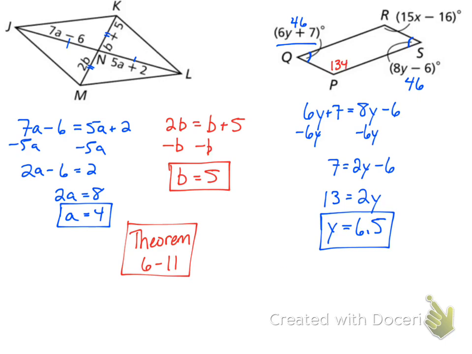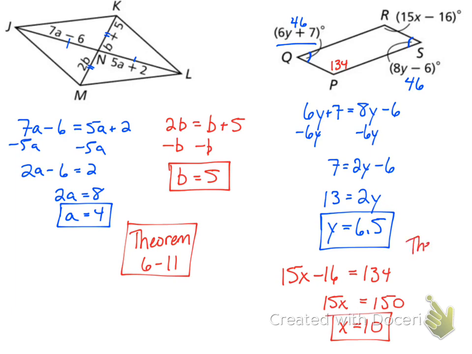So my other equation, I could go 15x minus 16 is equal to 134. So I get 15x is equal to 150, and so x is equal to 10. Again, that'd be theorem 610. Proving that the shape is a parallelogram because opposite angles are equal to each other. Both opposite angles are equal to each other.